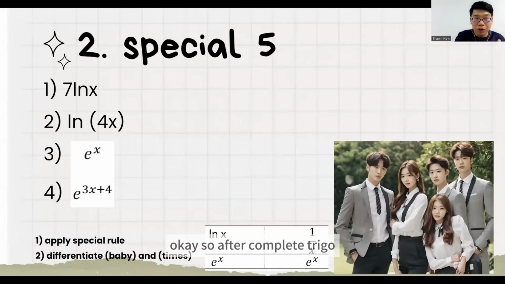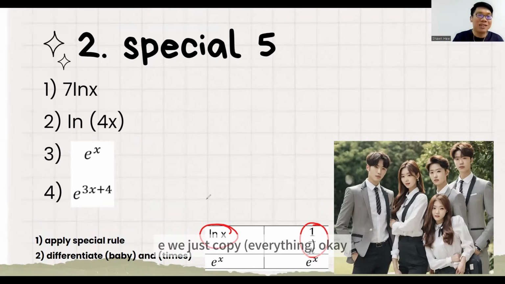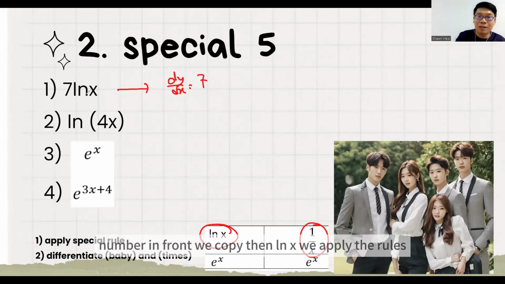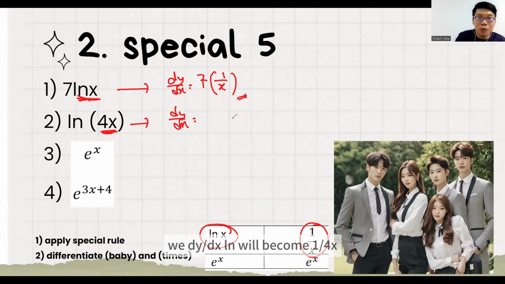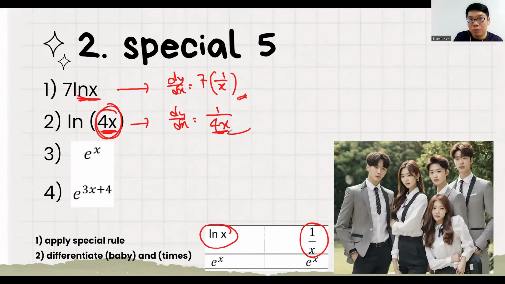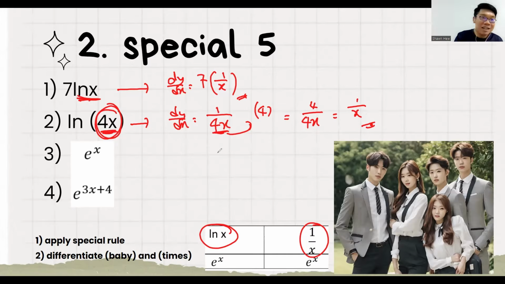Okay, so after completing trigo, we can go to ln and e situation. So ln after differentiating becomes 1 over x. E we just copy. Okay, so let's see the first question, dy/dx. The number in front we copy. Then ln x, we apply the rules, will become 1 over x. How about this? We do dy/dx, ln will become 1 over 4x. But here we have a baby that is not only x, so we need to differentiate this baby, which is 4. We times it. So at last we get 4 over 4x, which is 1 over x. Done.